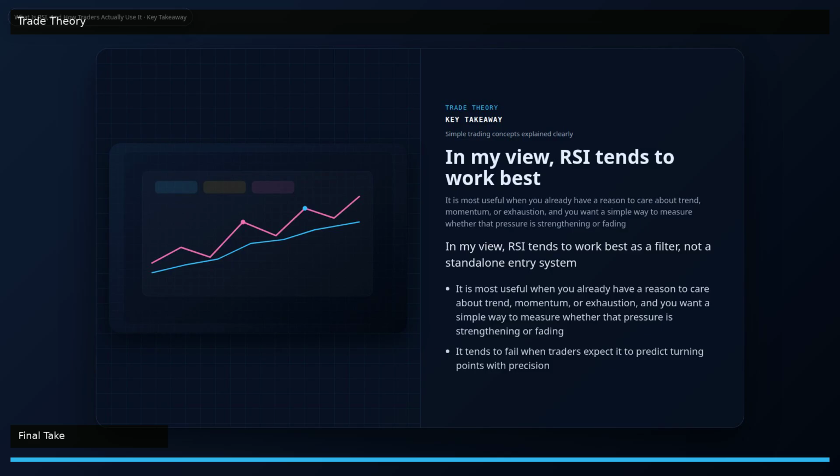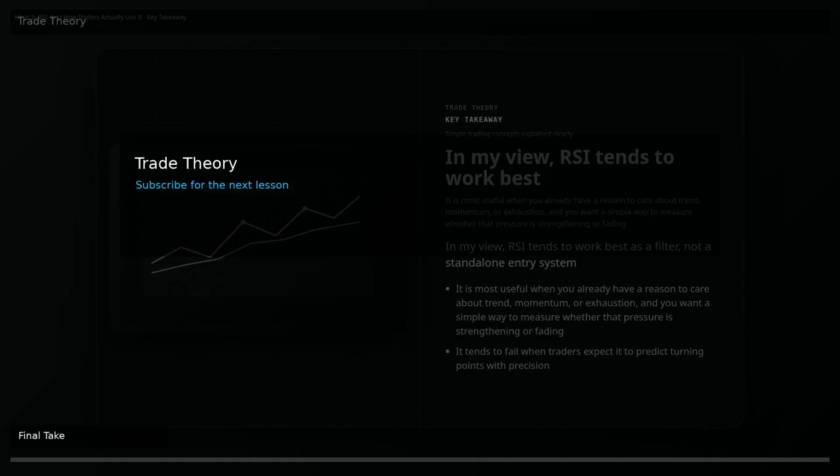If you want one clean lesson, it is this. RSI is a momentum thermometer, not a fortune teller. Use it to read the temperature of price, then let structure and risk management do the real work.